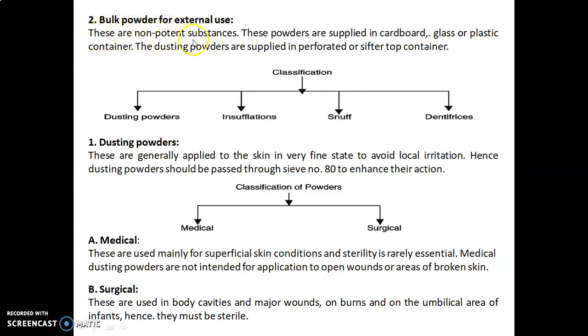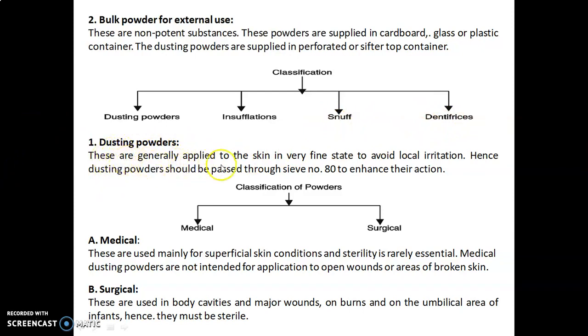These are non-potent substances. These powders are supplied in a cardboard, glass or plastic container. The dusting powders are supplied in a perforated or sifter top container. The classification of this bulk powder for external use is, first of all, dusting powder, then insufflation, snuffs and dentifrices. We will discuss dusting powder.